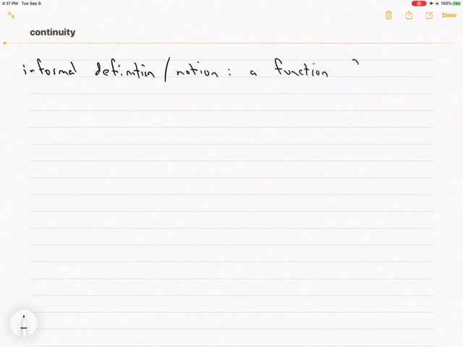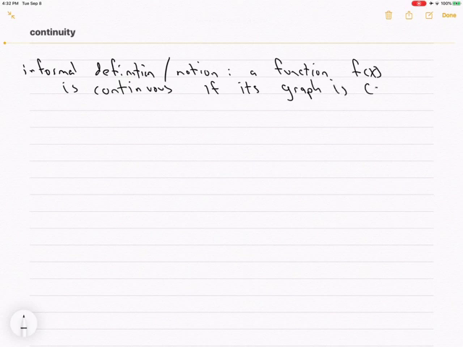Alright, so we're going to talk about continuity today. There's an informal definition, or notion, of what it means to be continuous. So a function, say f of x, is continuous on some region if its graph is connected.